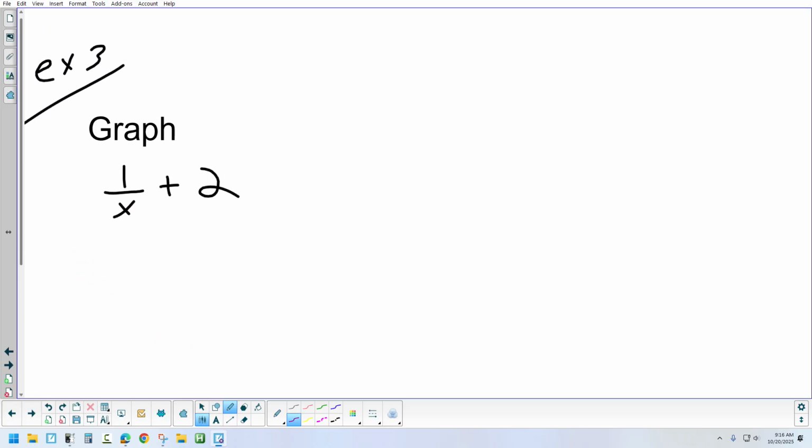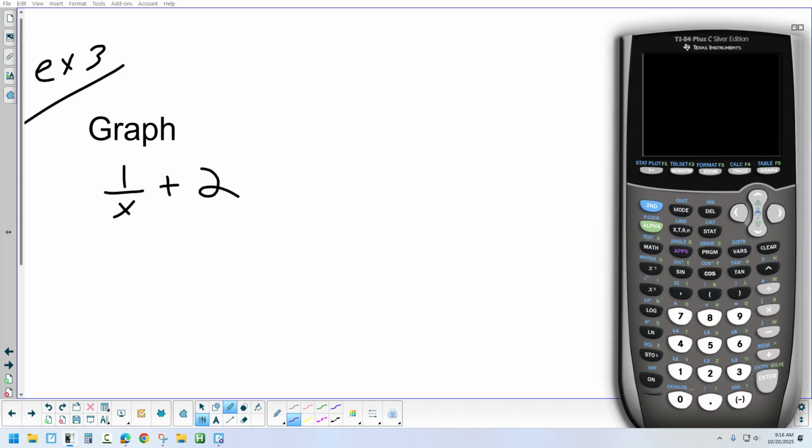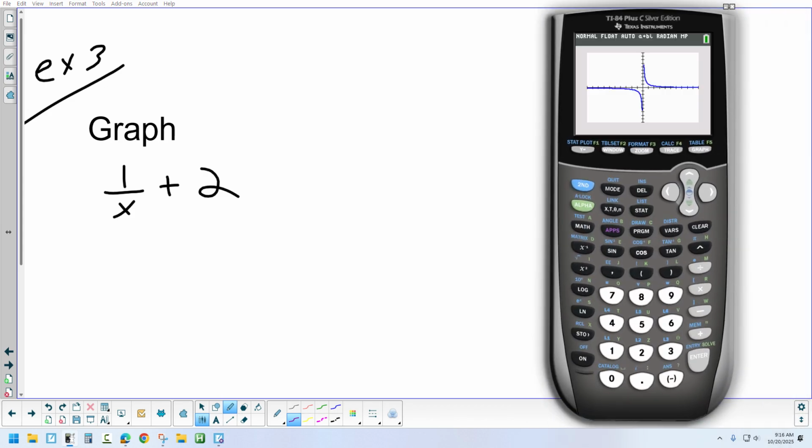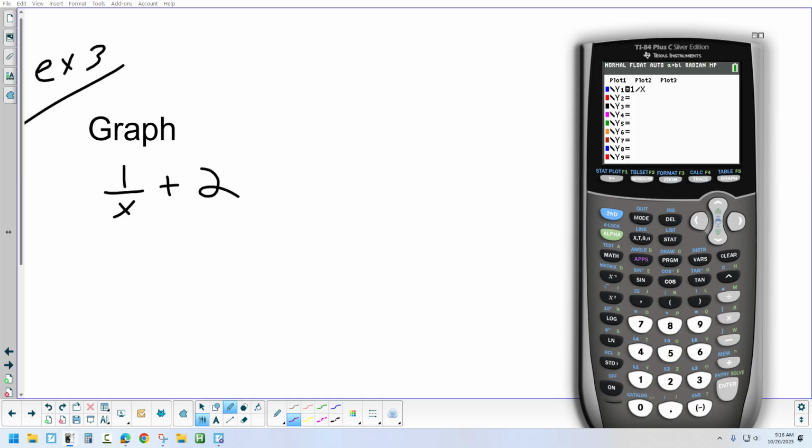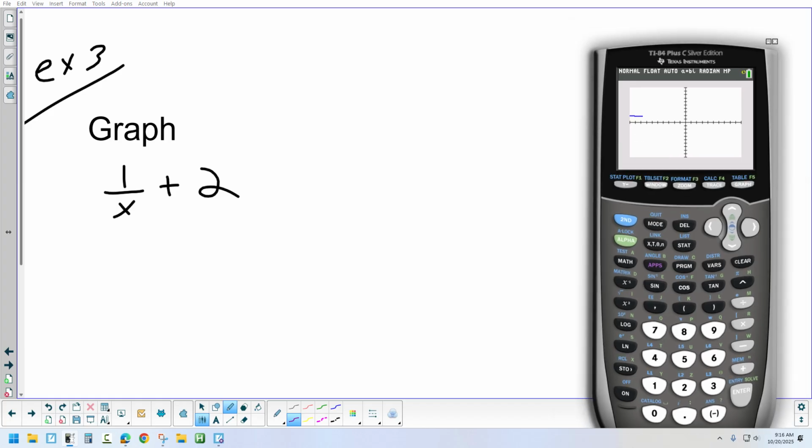Okay. So let's graph that and just see what it looks like. We just said that the horizontal asymptote should be at 2. I just want to confirm that that's what happens. To type this in on the calculator, you need to do 1 over x, and then do a plus 2. Make sure you put 1 over x in parentheses. Let's do zoom 6.